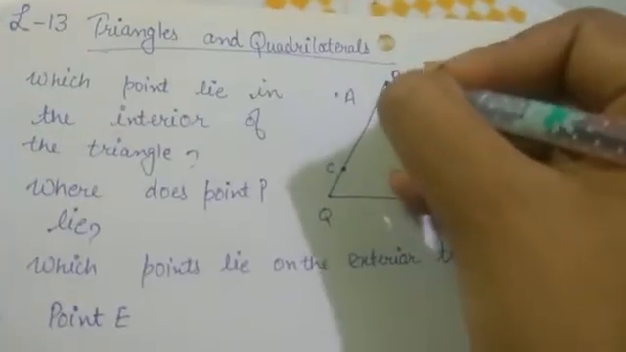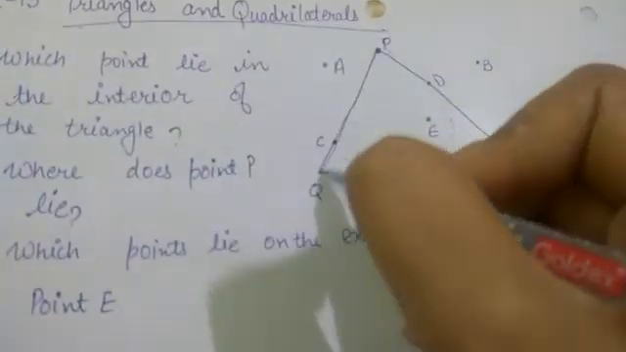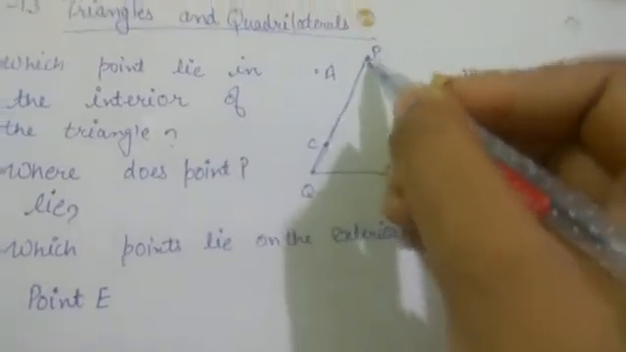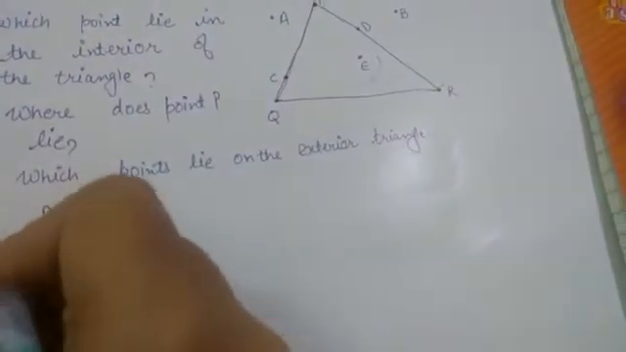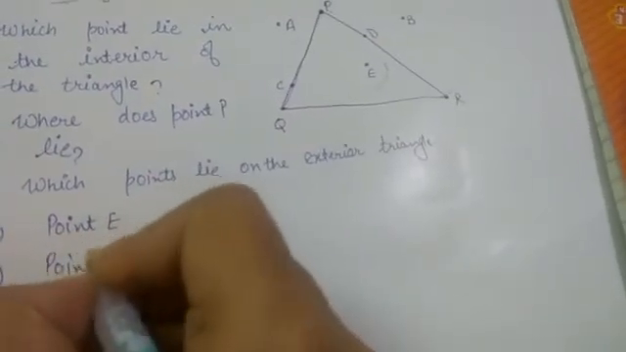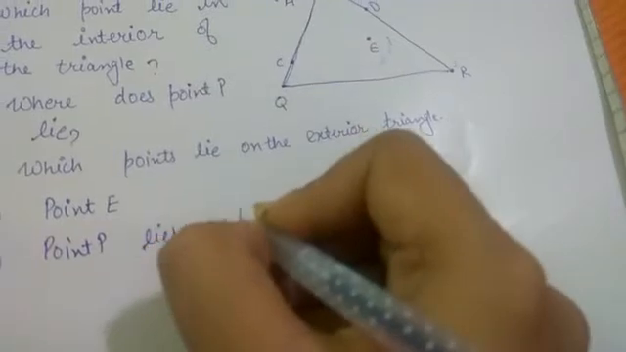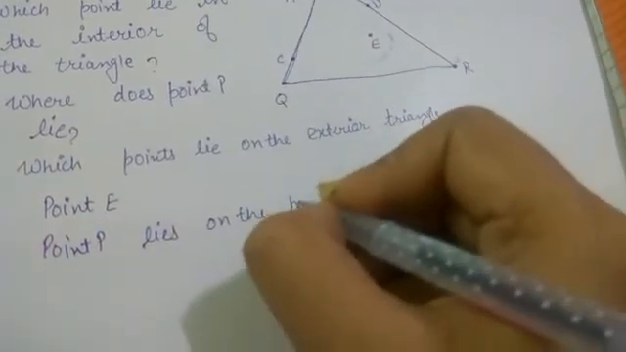Get it? So the next question is, where does point P lie? Here this is the point P. So point P lies on the triangle. This is the triangle, so point P lies on the boundary of the triangle. So what is the answer of the second question? Point P lies on the boundary of the triangle.